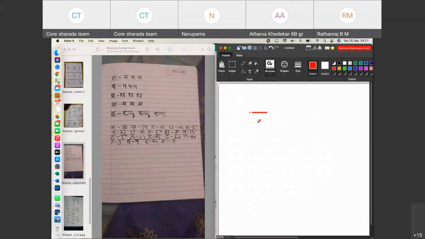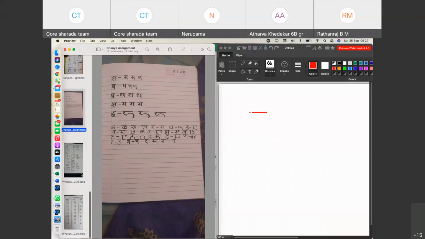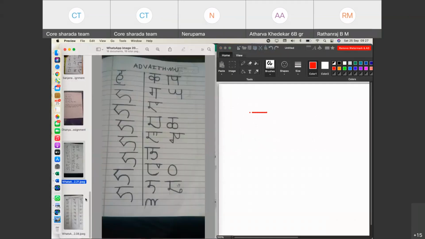It's just the way you draw your letter. Sorry, my mouse is acting up. I'll just try and draw it, but there seems to be some problem with the mouse. I'm not able to draw. I'll send this correction a little later.